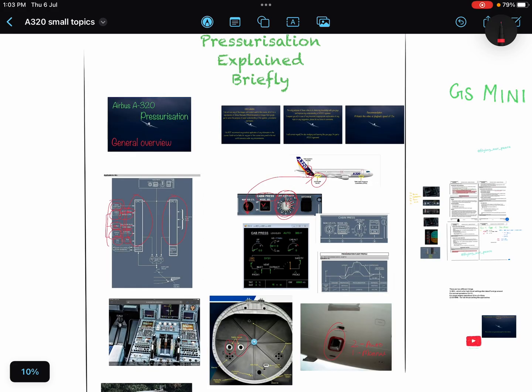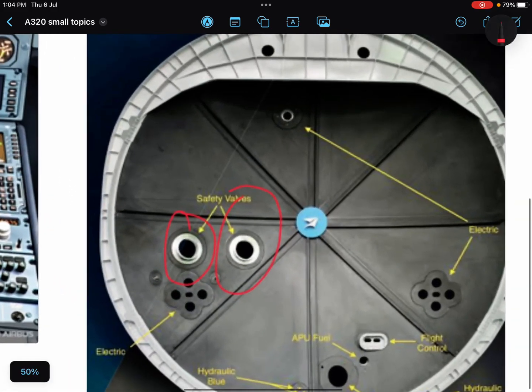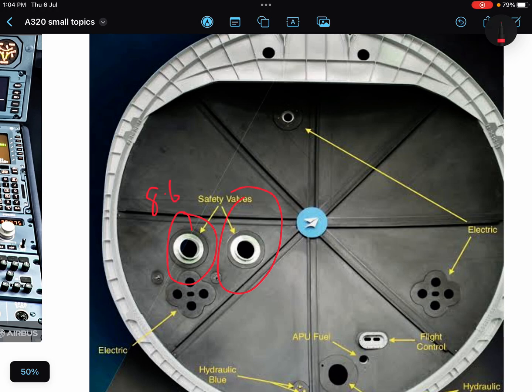Now I have explained fully automatic, semi-automatic and manual mode. I would like to add one more thing over here. The safety valve prevents cabin pressure from exceeding 8.6 psi and -1 psi below ambient pressure. These safety valves prevent 8.6 psi and -1 psi. Generally, cabin delta P remains 8.06. There is a difference. Generally 8.06 is the delta P, but this safety valve prevents reaching 8.6 psi and -1 psi.